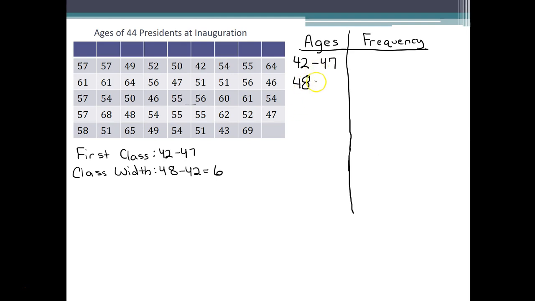So if you want to get the upper class limits of this next class, just add that class width to the previous upper class limits. 47 plus 6 is going to give you 53. Next one has to start with 54, which is not only consecutive from 53 to 54, but also 54 minus 48 is 6. And then 53 plus 6 is going to give us 59. Next one has to start with 60. 59 plus 6 is 65. Next one has to start with 66. 65 plus 6 is 71.